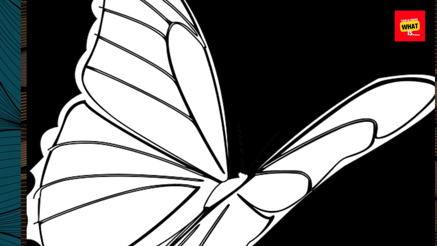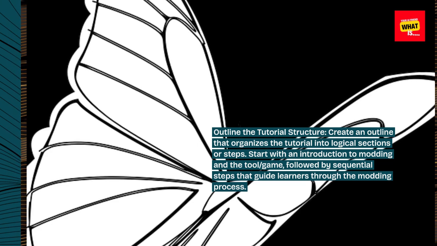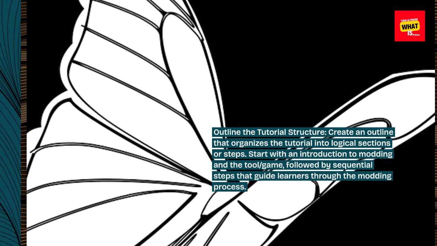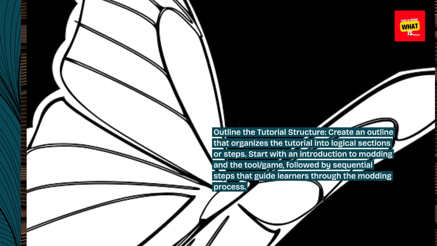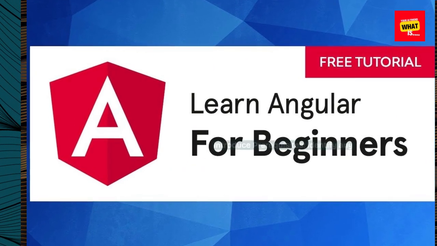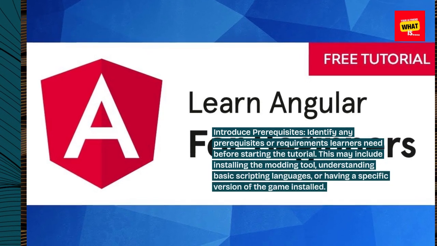Outline the tutorial structure. Create an outline that organizes the tutorial into logical sections or steps. Start with an introduction to modding and the tool or game, followed by sequential steps that guide learners through the modding process. Introduce prerequisites. Identify any prerequisites or requirements learners need before starting the tutorial.